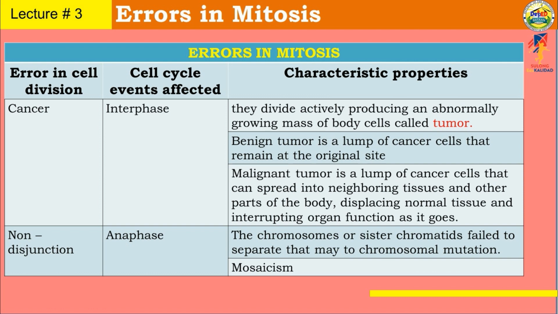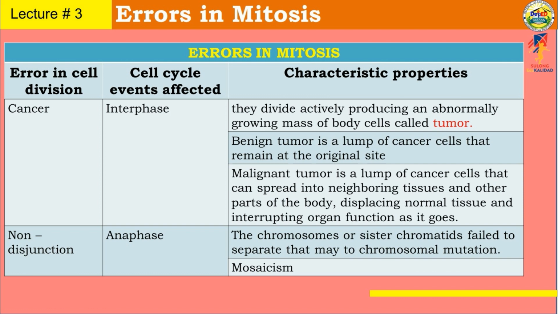The next characteristic property of cancer is the benign tumor. It is a lump of cancer cells that remain at the original site. The third one is the malignant tumor. It is a lump of cancer cells that can spread into neighboring tissues and other parts of the body, displacing normal tissue and interrupting organ function as it goes. This spread of cancer cells via the circulatory system beyond the original site is called metastasis.